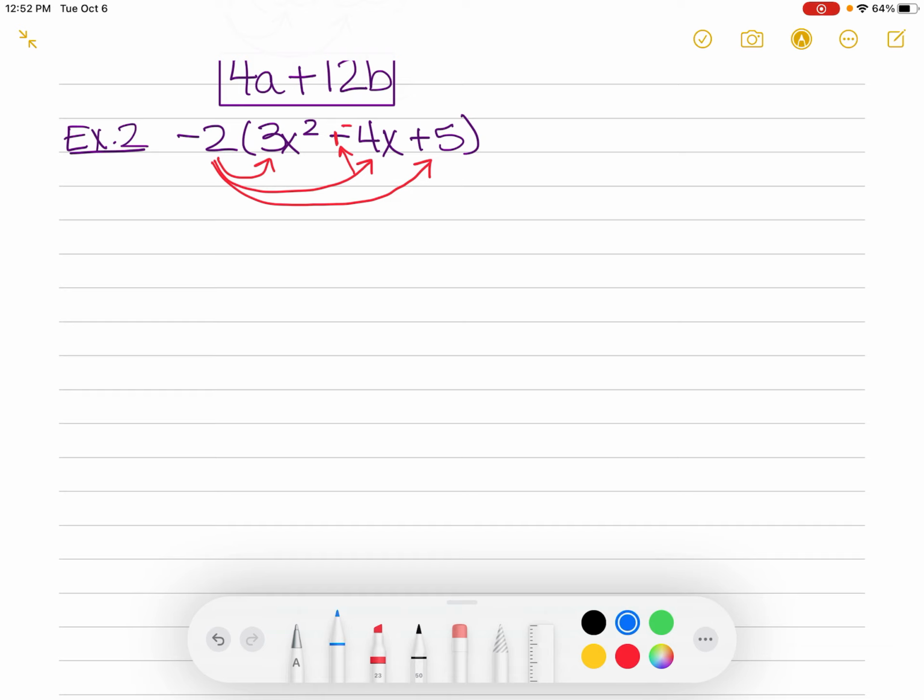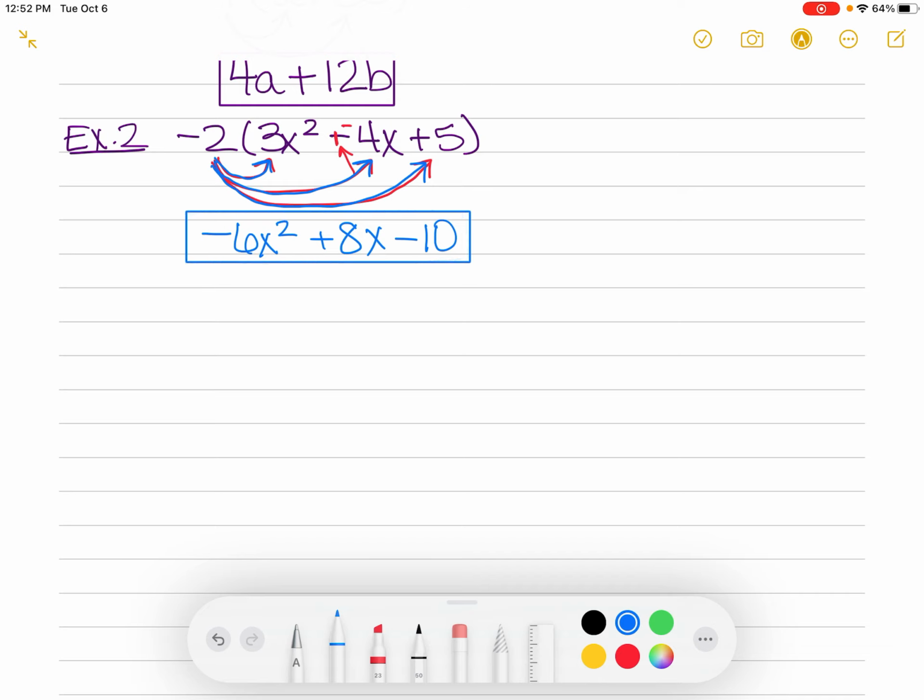Now I'm going to multiply. Negative 2 times 3x squared is negative 6x squared. Negative 2 times negative 4x is 8x, and it's positive. Remember, you can use your calculators if you need to. And negative 2 times 5 is negative 10, so I put minus 10. And that's my answer.